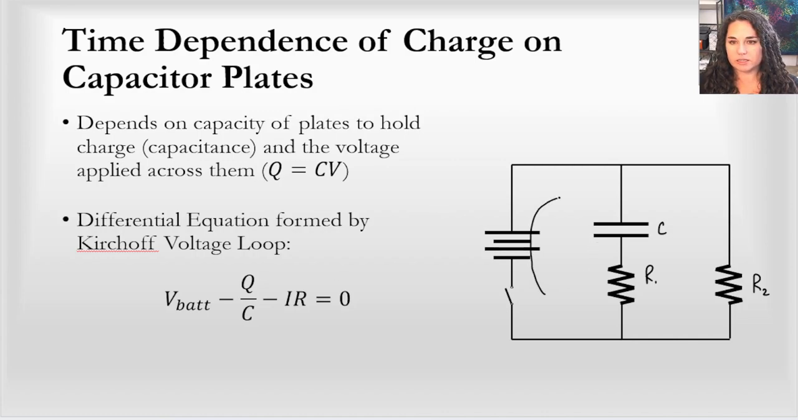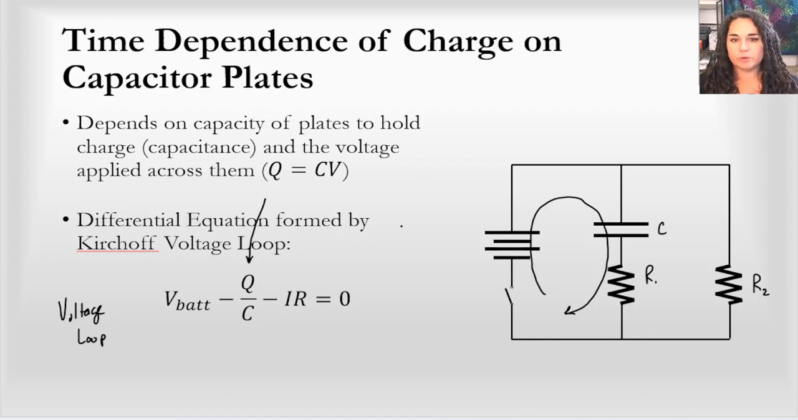Notice that if I pick this loop here, I'll do a Kirchhoff loop on it. The voltage over the battery minus the voltage over the capacitor, notice, right? Q equals CV. And if I solve for voltage, then I get Q over C. This is the voltage over that capacitor. And then the voltage over the resistor is IR, right? V equals IR. And when I add those all together, they have to equal 0. That's just a voltage loop. Good old Kirchhoff told us that.